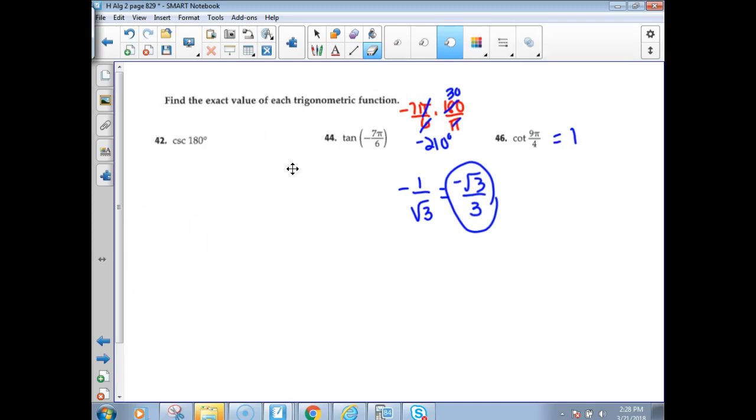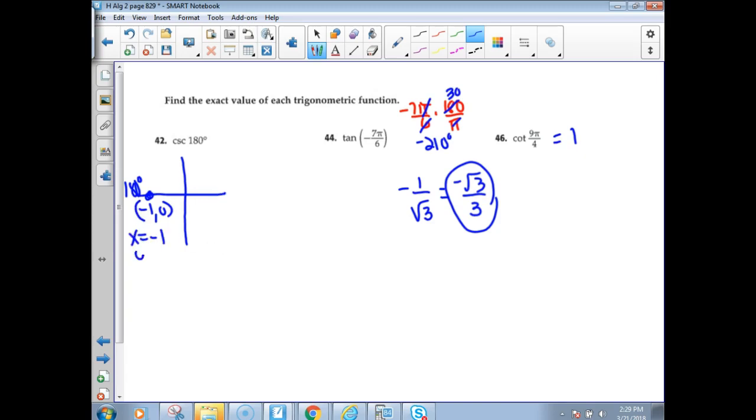That's the kind you were asking me about. Cosecant 180. So just think of a point on the terminal side of 180. I would do the simplest one possible, negative 1, 0. That gives me an x of negative 1, a y of 0.